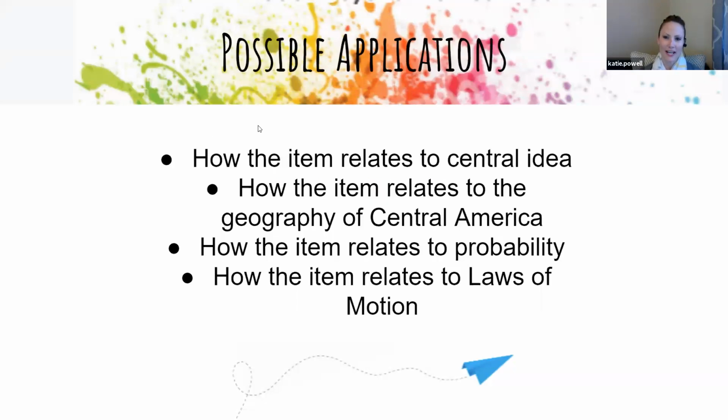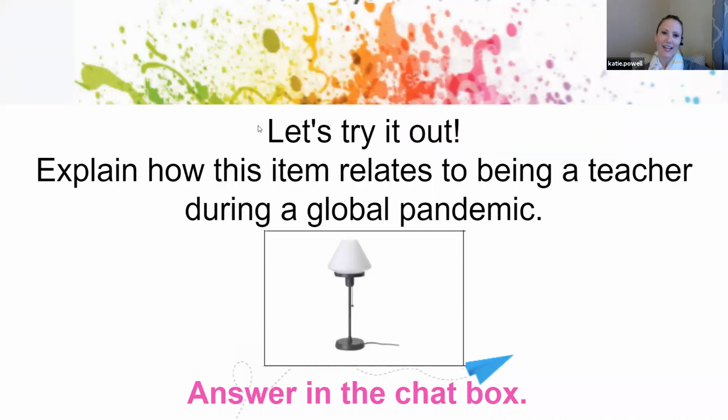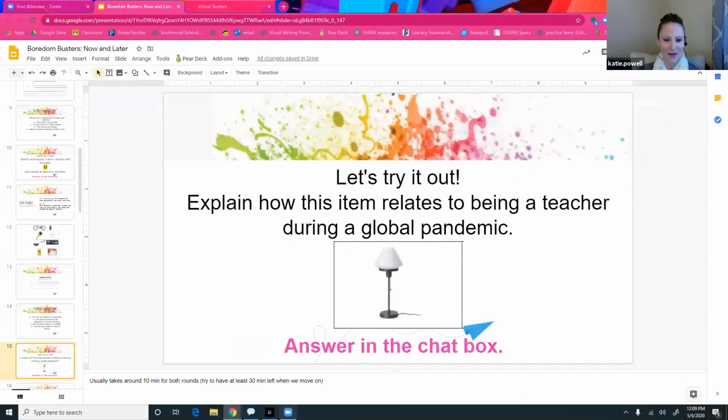So we could do how this item relates to, say, the central idea or the geography of Central America or probability or the laws of motion. And we're going to try it out again. My random object is this lamp. So explain how this lamp relates to being a teacher during a global pandemic. And again, I'm going to minimize so I can watch the chat box and participate too. So how does this lamp relate to being a teacher during a global pandemic?